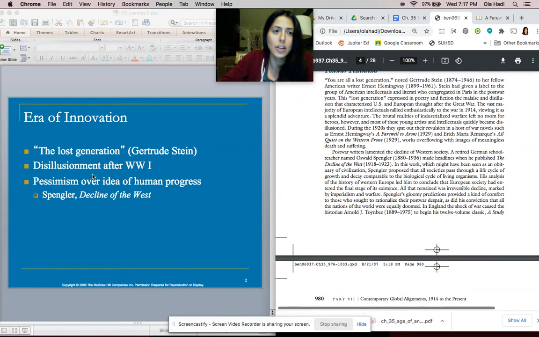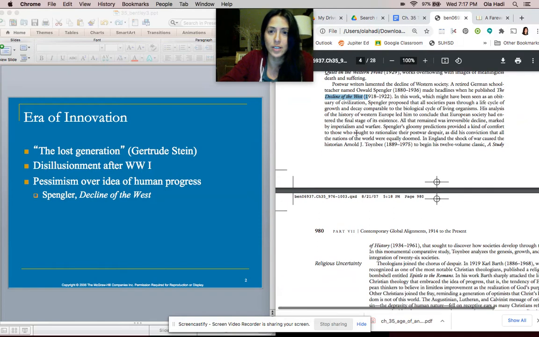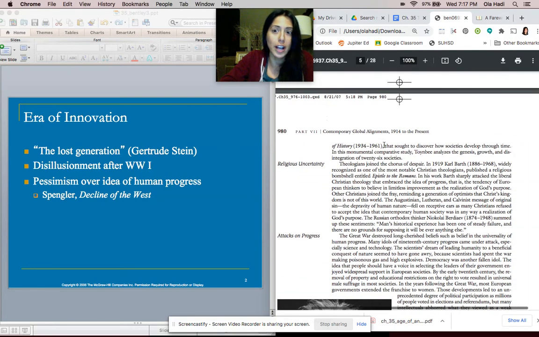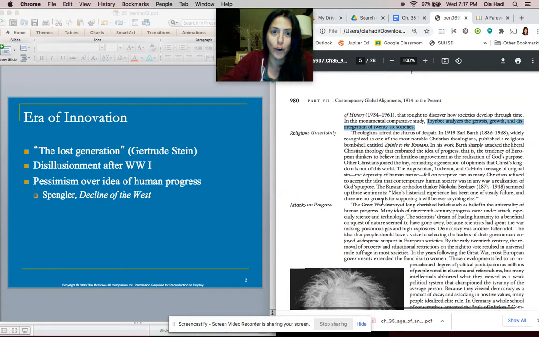There's a lot of disillusionment and pessimism over the idea of human progress, that many people had believed human society would always get better. So in your book, you're going to read about Oswald Spengler's Decline of the West, who wrote about the decline of Western society, and a historian named Arnold Toynbee, who wrote a large classic about how all societies grow and then fall. So again, this idea that like organisms, societies fall.